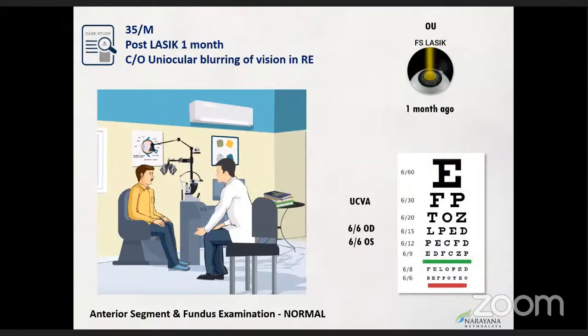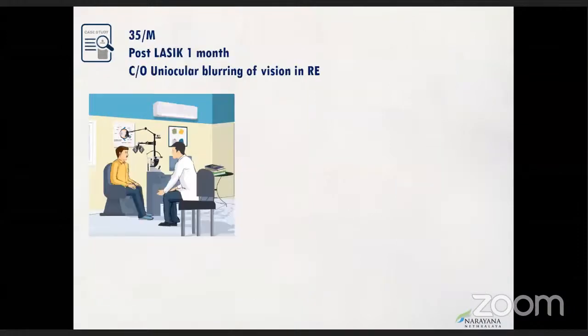So I'm going to present a little interesting case. This was a 35-year-old male who had visited us 1 month post-LASIK with complaints of blurring of vision in the right eye. On examination, he had a UCVA of 6/6 in both eyes. He had undergone femtosecond LASIK 1 month ago. Both his anterior and posterior segment examinations were normal.